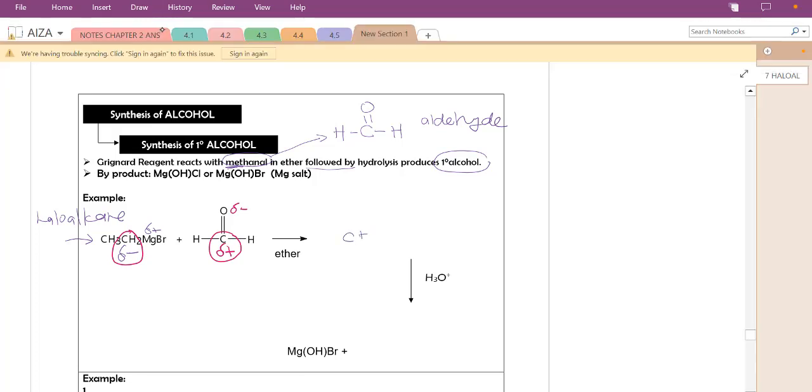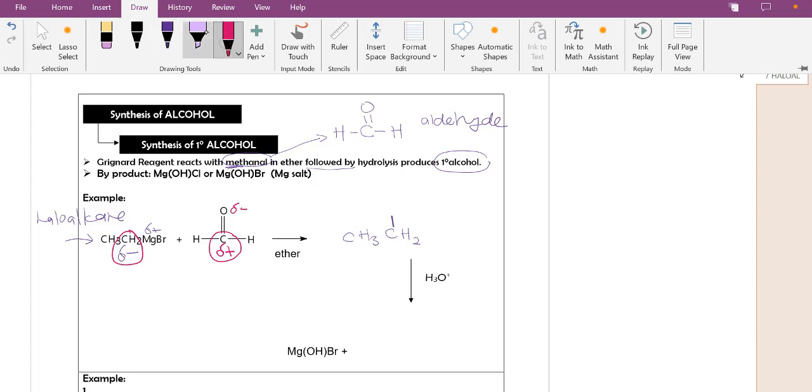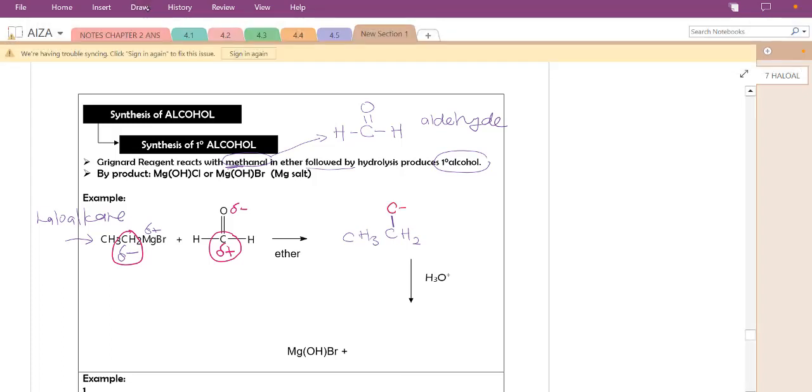Okay, so dia akan join together, formation of carbon-carbon bond. So make a bond with carbon delta plus. So that carbon has 2 hydrogen atoms. Okay, so from double bond O, it becomes single bond O minus. So O minus, it will combine with MgBr. So O minus, MgBr plus.